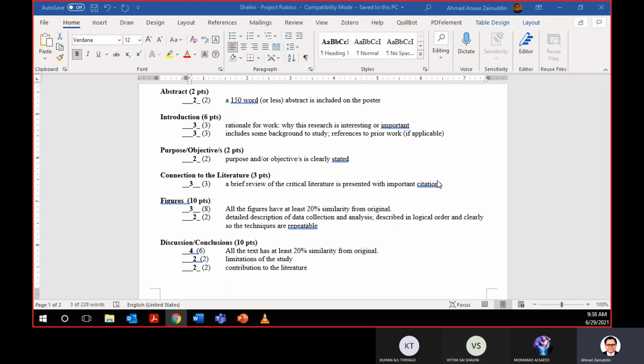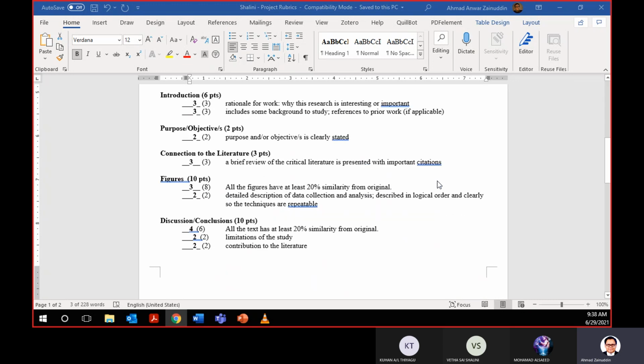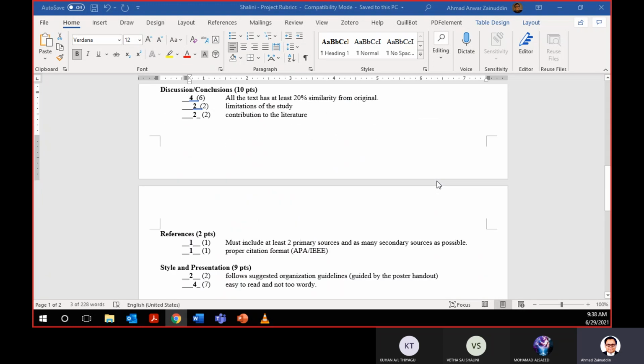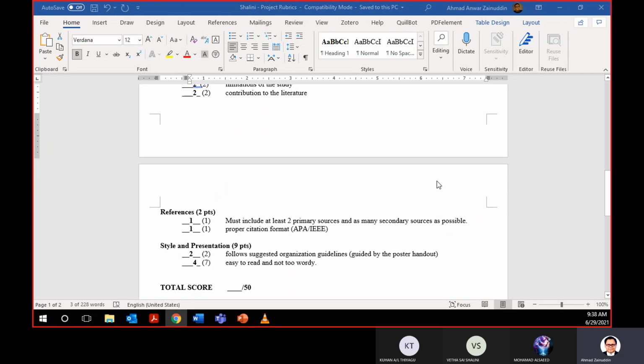And for the discussion, I found that the similarity is around 30%, so I can give you only 4/6. Full mark for the limitation and contribution to the review, and you obtained the references, and finally for style and presentation you obtained two. However, overall, I think your paper is too wordy. There is only one figure, and I think it's not sufficient for this paper.